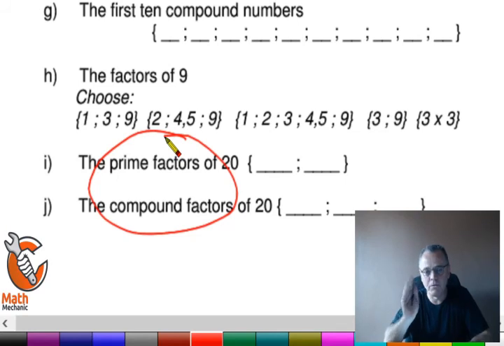So think carefully. You've got that knowledge, you have learned it before, just make sure that you write it down and complete the question in the process.